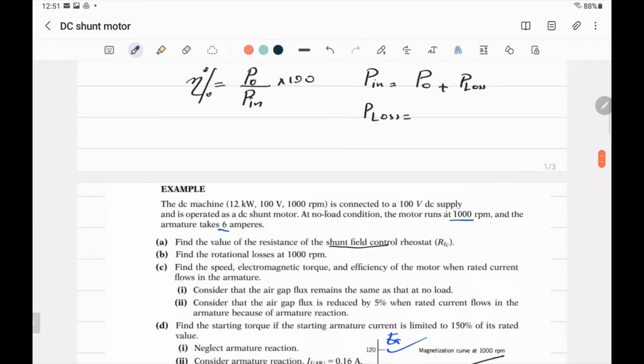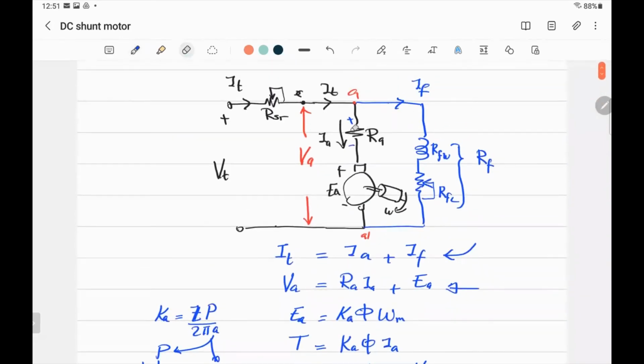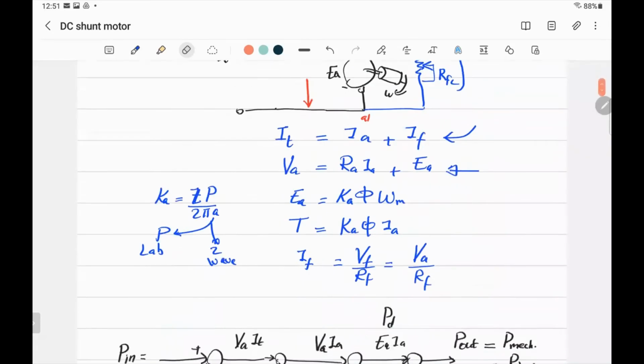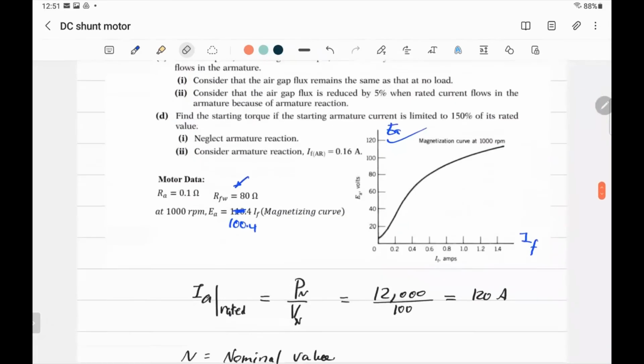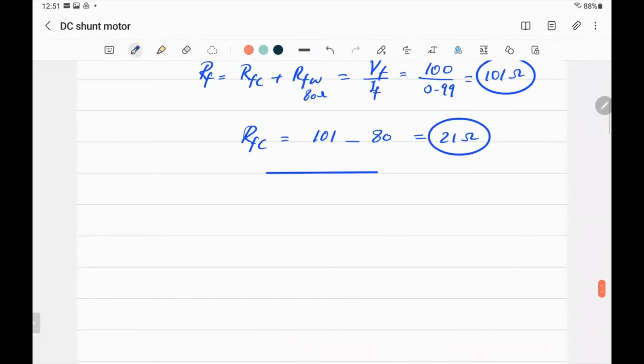Somebody may say, why don't we multiply VA times IA? Because if you multiply VA times IA, you are including the armature resistance, that's the loss in the armature resistance. You don't want that. You want the rotational loss. So you have to subtract this from VAIA until you go to the rotor itself. So the power here is supplying the rotational loss.